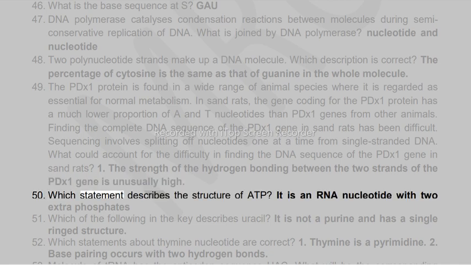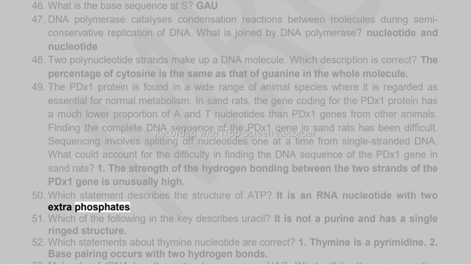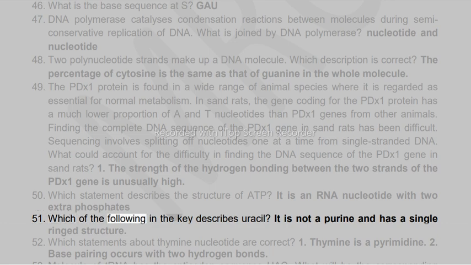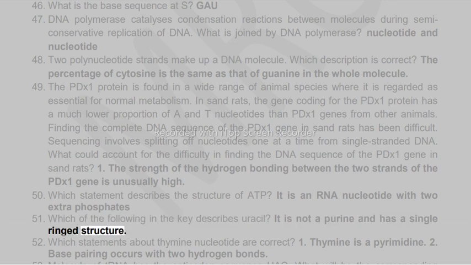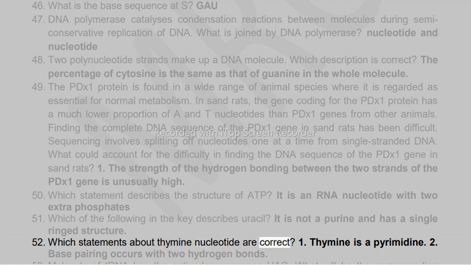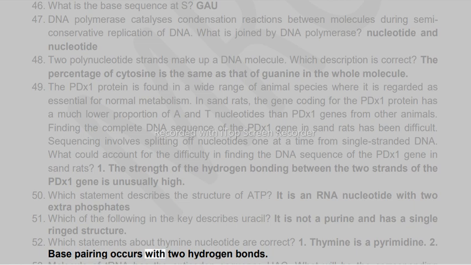50. Which statement describes the structure of ATP? It is an RNA nucleotide with two extra phosphates. 51. Which of the following in the key describes uracil? It is not a purine and has a single ring structure. 52. Which statements about thymine nucleotide are correct? 1. Thymine is a pyrimidine. 2. Base pairing occurs with two hydrogen bonds.